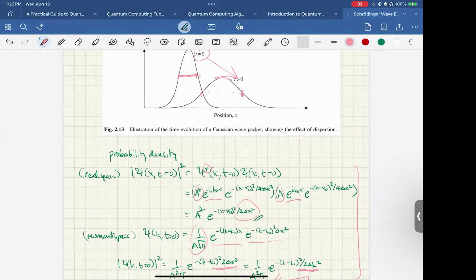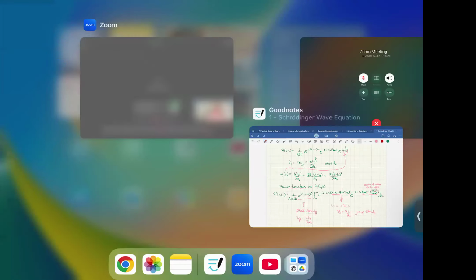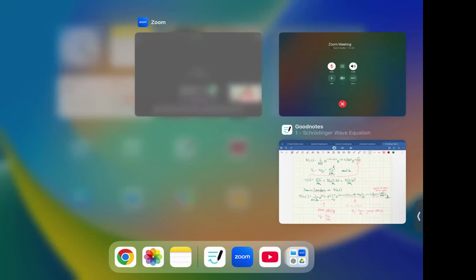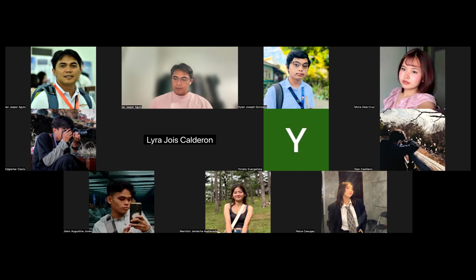Now, again, I'm going to send you all of these notes para makita n'yo yung full derivation. Hindi na natin di-discuss yun, so that next lesson, we can move on to the succeeding lessons, application and Schrödinger equation. But at this point, gusto ko lang i-discuss yung meaning ng phase velocity at saka ng group velocity. How do we picture yung wave velocity tsaka group velocity.